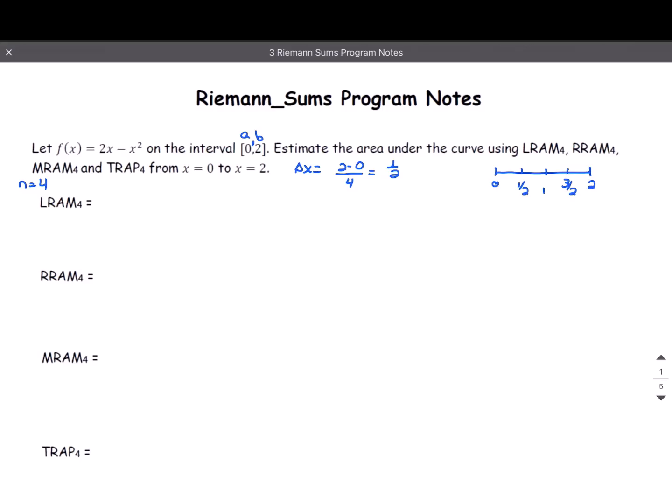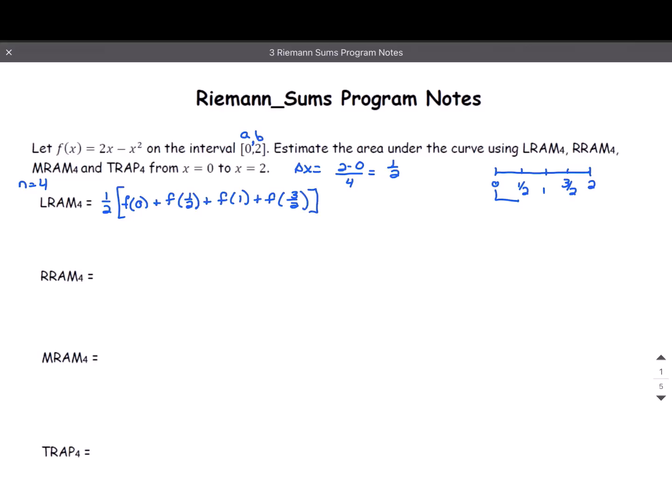Now for the LRAM, I'm going to factor out the 1/2, okay? And then for the LRAM, we use the left endpoint. So the first subinterval is from 0 to 1/2. We're going to substitute 0 into the function. And then from 1/2 to 1, we're going to substitute 1/2 into the function to find the height. From 1 to 3/2, we're going to substitute 1 into the function to find the height. And then from 3/2 to 2, the one on the left is the 3/2. We'll substitute that into the function.